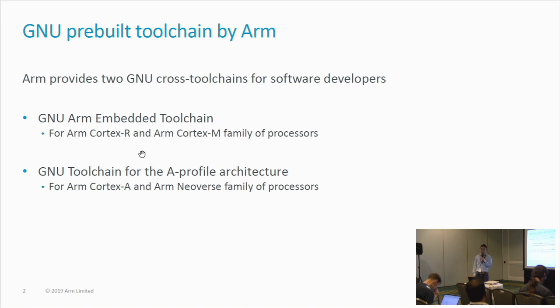One is the embedded toolchain, for the embedded market targeting the ARM Cortex-R and the Cortex-M. The other is for the A profile, including Cortex-A and the new Neoverse family of processors. I'm going to talk about the release plans, highlight the changes to the previous release plans, and follow up with any questions and feedback regarding our release plans.